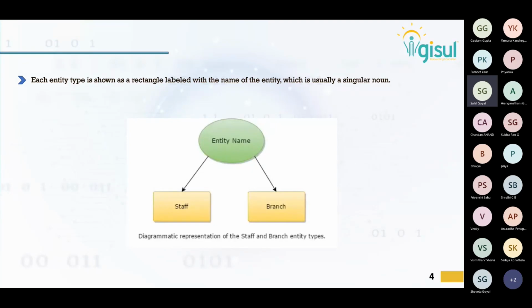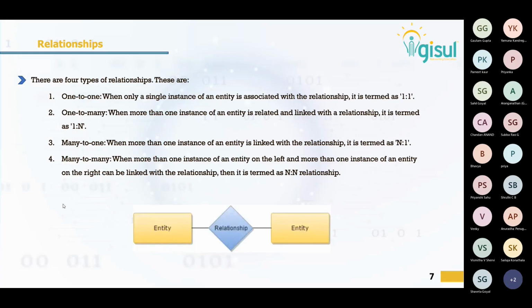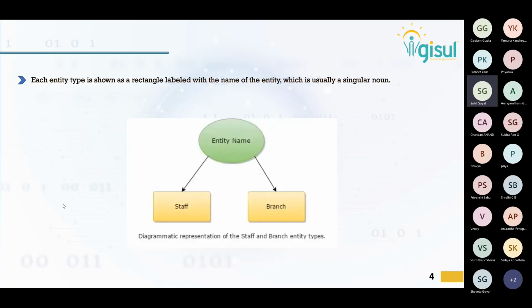Okay, so here, if I come to my previous slide, you will see I have a total of 4 entities. One of them is employee. Then we have a department entity. Then we have an employee skill entity, and then we have a skill entity, right? So these 4 entities are going to be represented with the help of a rectangular structure. We also have a staff and a branch entity in this particular diagram.